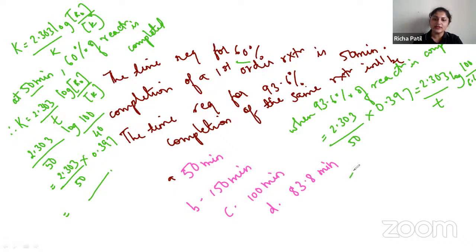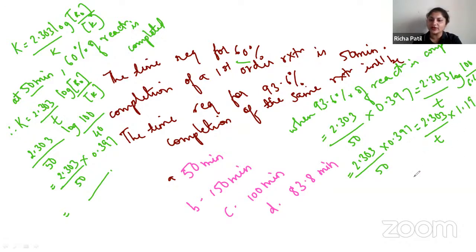After solving this, 2.303 by 50 into 0.397 equals 2.303 by t into log of 100 divided by 6.4. If you take the log of that, it comes to 1.19. After solving this, you're finding out the time. So time will come to approximately 150. So the answer is B.